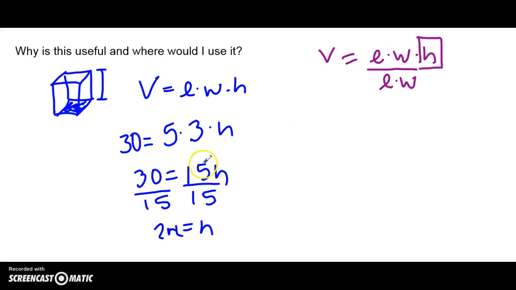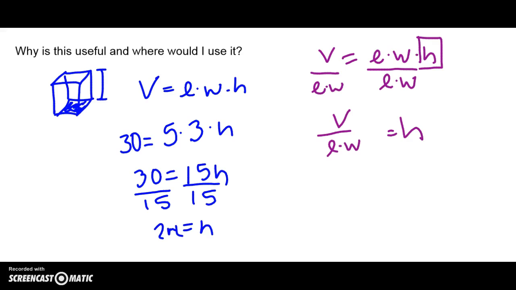That's exactly what I did here. I figured out what the length times the width was and I divided by it. I divided 30 by the length times the width. So I can divide the volume by the length times the width. And I can say that the height is equal to the volume divided by the length times the width. So now I've solved this equation for h.